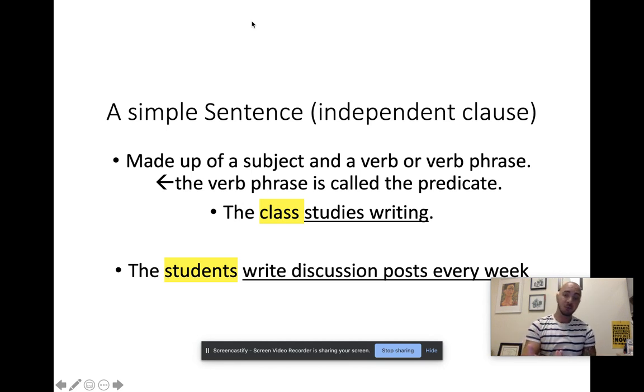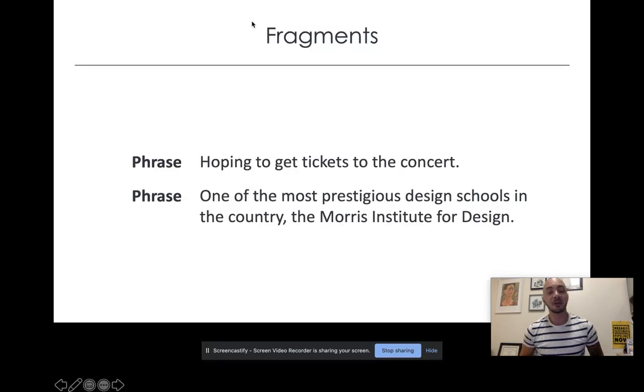place. Now, it's important for us to be able to recognize what a simple sentence looks like because it also helps us know when we don't have a simple sentence. That is, when we have a sentence fragment on our hands. Sentence fragments are made up of groups of words that sometimes contain subjects, sometimes contain verbs, but never make complete thoughts. Sometimes a sentence fragment can come in the form of a phrase.